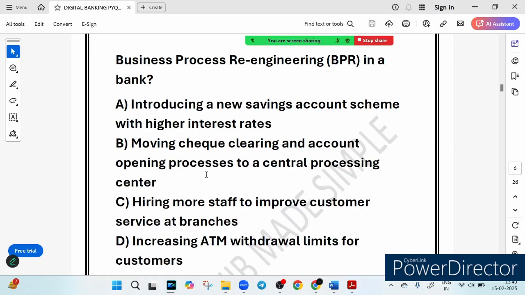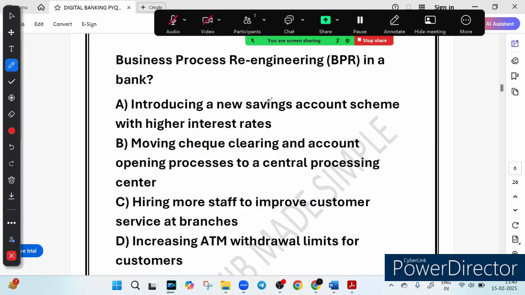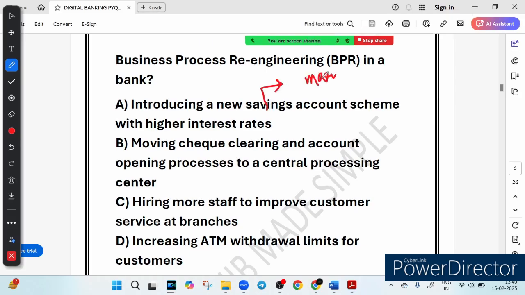What do you think? So this is wrong, because this is a marketing or product strategy, not a BPR example, right? So this is what we call a marketing strategy. Why? Because banks frequently introduce new savings account schemes to attract more customers. A higher interest rate may bring in more deposits, but it does not redesign any internal banking process. And BPR is about changing how a process works, not just offering a new product.